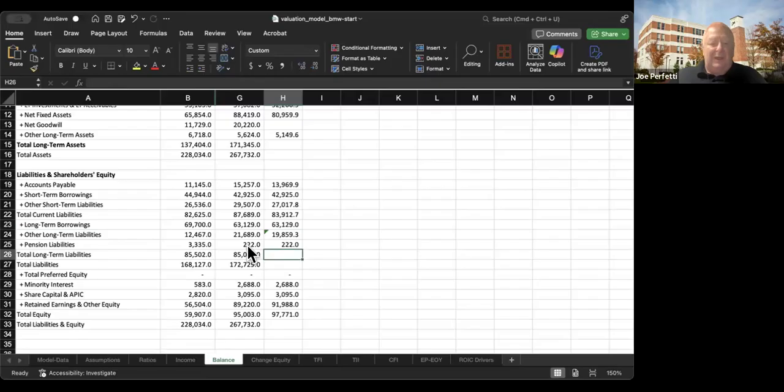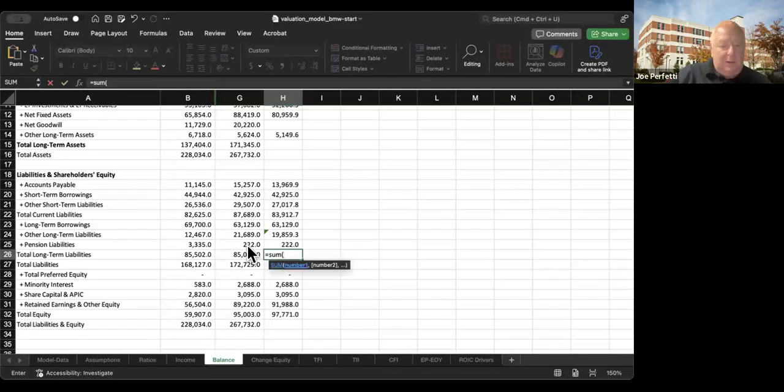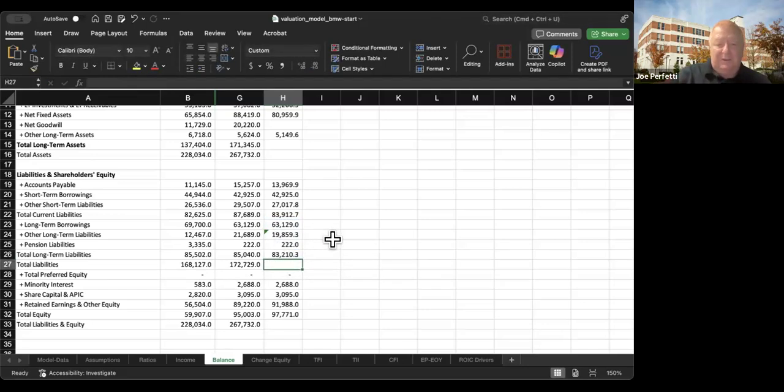Okay. And then we're going to add up our long-term liabilities. Sum the 3 items above: long-term borrowings, other long-term liabilities, and the pension. And that gets us long-term liabilities of 83,210.3 million.